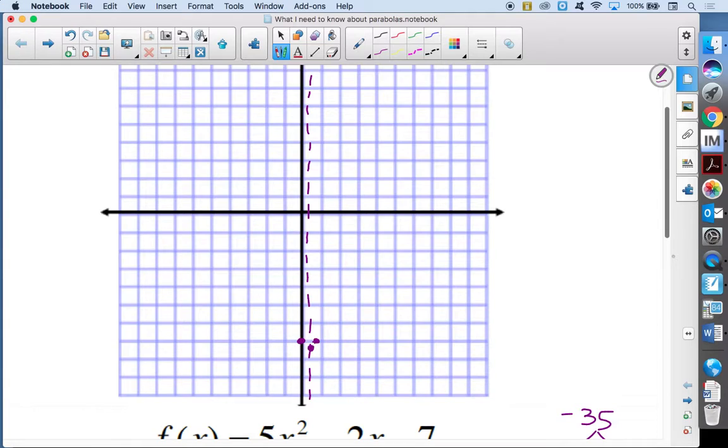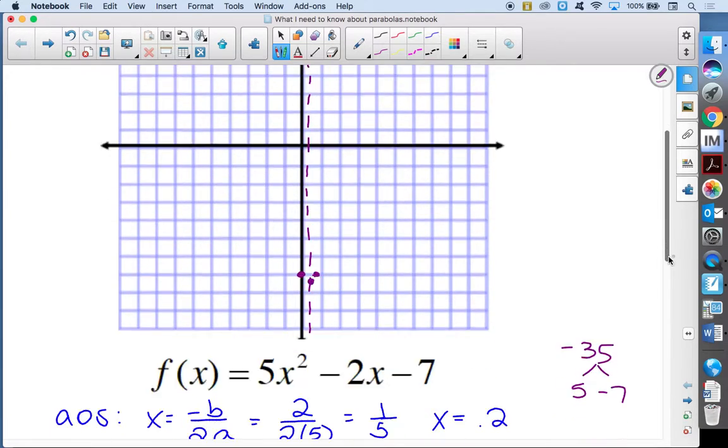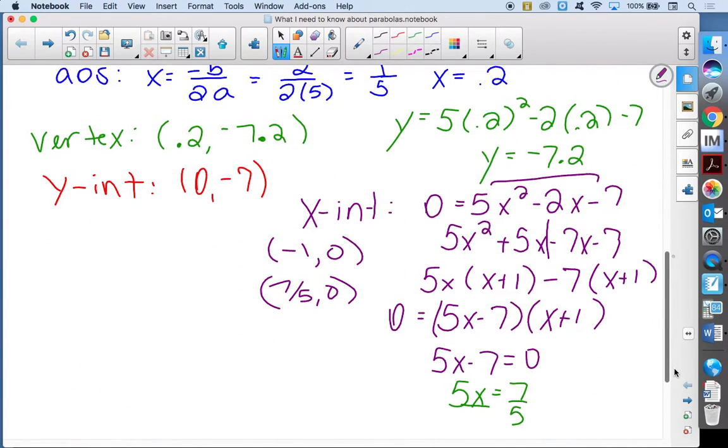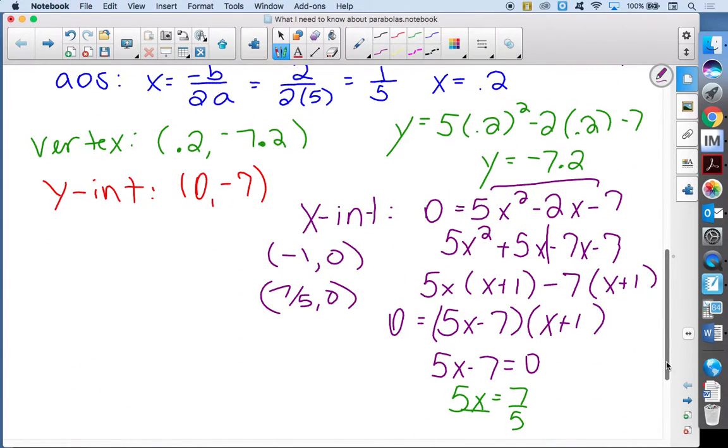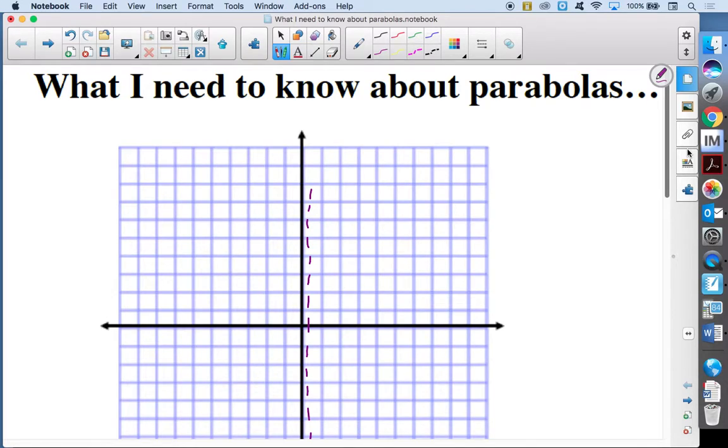It should not be at negative 1 or a positive 1 because you're going 0.2 to the left to get to the y-axis, so you need to go slightly 0.2 to the right of the axis of symmetry. They're really close together. And then your other 2 points that we just found, 7 fifths is 1.4 and then negative 1. So negative 1 and 1.4.